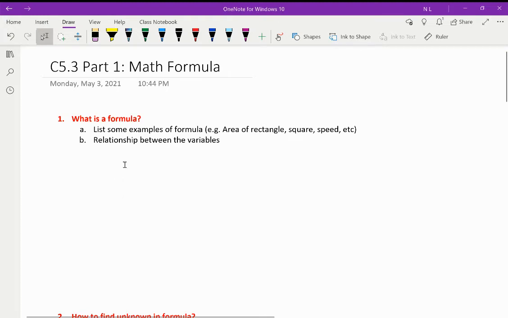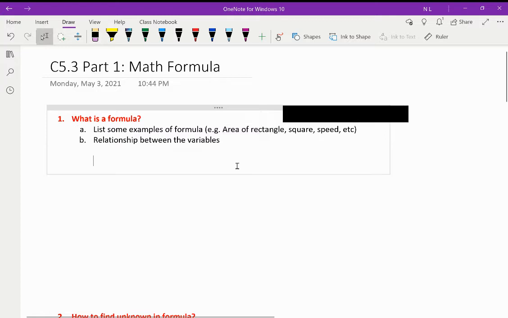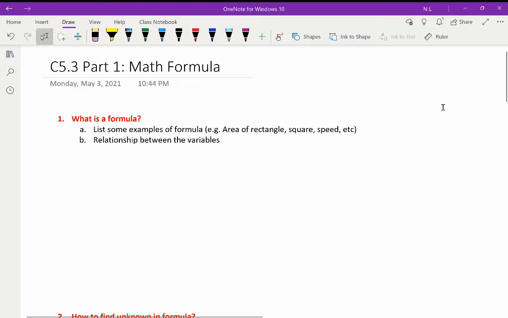Hi students, let's look at this concept here. For this concept, we are looking at what is a formula. I believe we have learned some formulas in primary school before. For example, area of rectangle equals length times breadth.